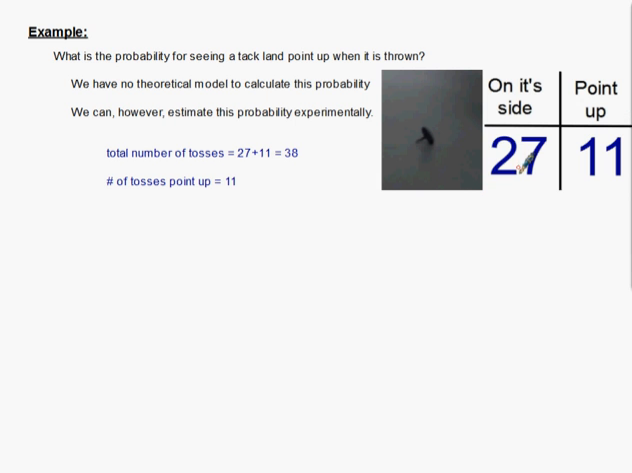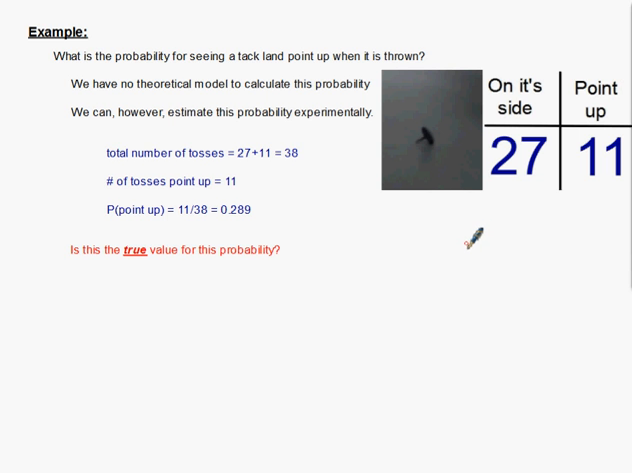As it said before, all right, so we ran it a bunch of times. 27 times was on side, 11 times was point up. So we have no theoretical model to calculate probability. We only have experimental. So well, let's calculate it. We have total number of tosses, the number of times it landed point up, and we have a probability of 28.9% chance.